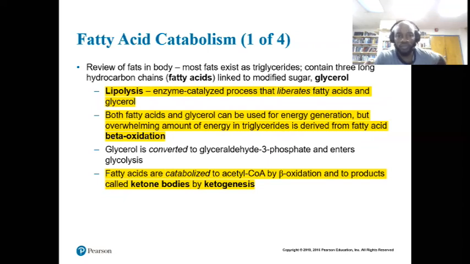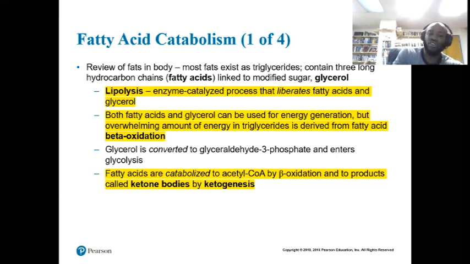All right, so most fats exist as triglycerides. Remember, glycerol with the 3 fatty acid chains. You remember that? Hopefully, you can review that earlier on in the book. Lipolysis, enzyme catalyzed process that liberates the fatty acids and the glycerols. Right, so we have both fatty acids and glycerol can be used for energy generation, but overwhelming amount of energy in triglycerides is derived from the fatty acid beta oxidation, which we're going to talk about.